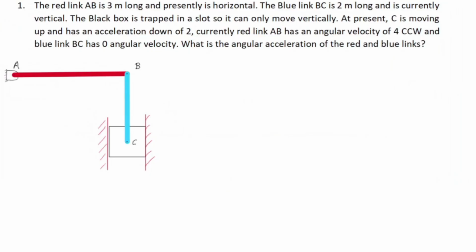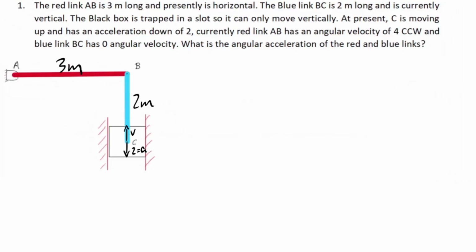So the problem states that the red link AB is 3 meters long, so 3 meters. The blue link is 2 meters long, so 2 meters, and is currently vertical. The black box is trapped in a slot and can only move vertically. At the present, C is moving up, right? So it's got a velocity upwards, unknown, it's not giving it to us, and has an acceleration down of 2, right? So this is 2. So what else? Okay, so let's mark that this is acceleration so I don't forget.